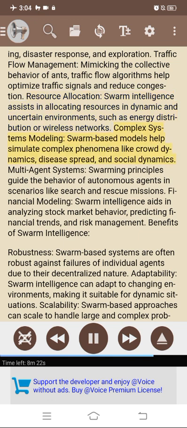Complex systems modeling. Swarm-based models help simulate complex phenomena like crowd dynamics, disease spread, and social dynamics. Multi-agent systems. Swarming principles guide the behavior of autonomous agents in scenarios like search and rescue missions. Financial modeling. Swarm intelligence aids in analyzing stock market behavior, predicting financial trends, and risk management.